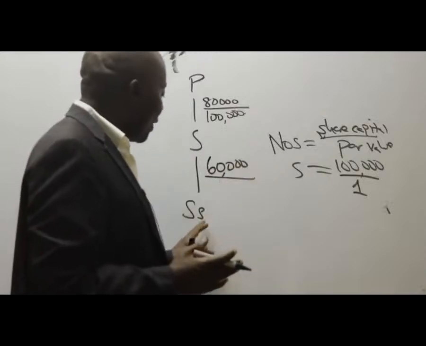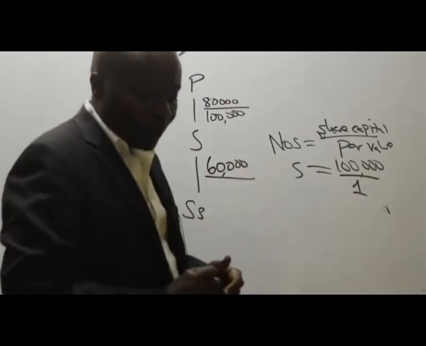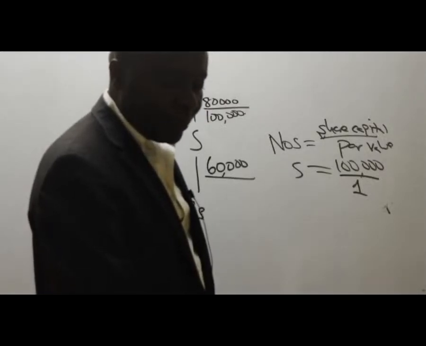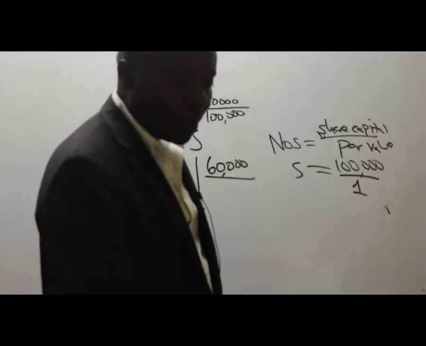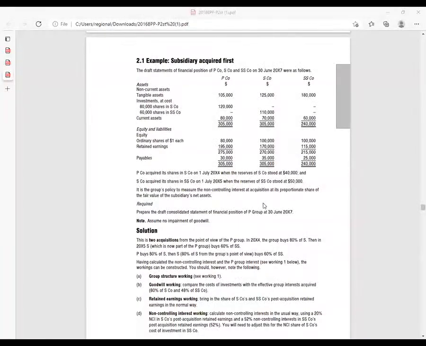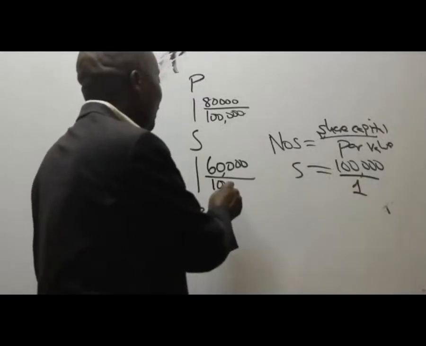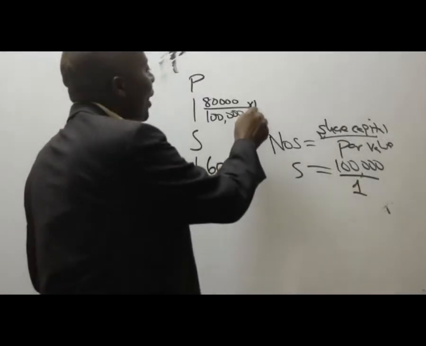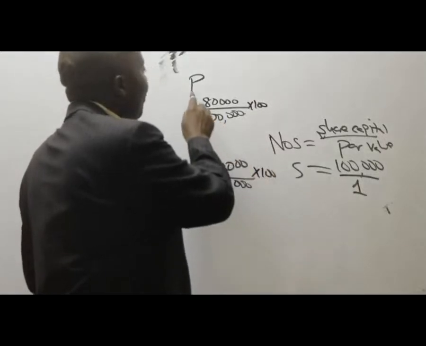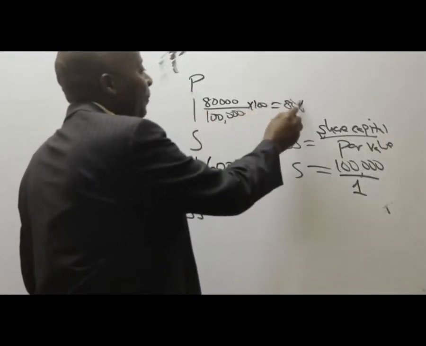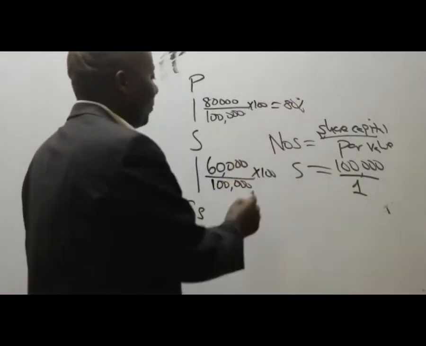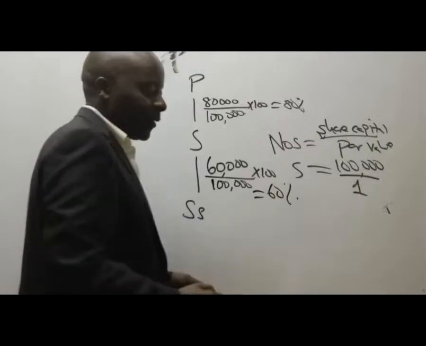How about the number of ordinary shares of SS? Please go to SS company in the statement of financial position. I can see 100,000 here. This is the share capital. So divide this by the par value of 1. Still this gives me 100,000 shares. So in terms of percentage, what do I have here? We have P owning 80% of S, and then we have S owning 60% of SS.